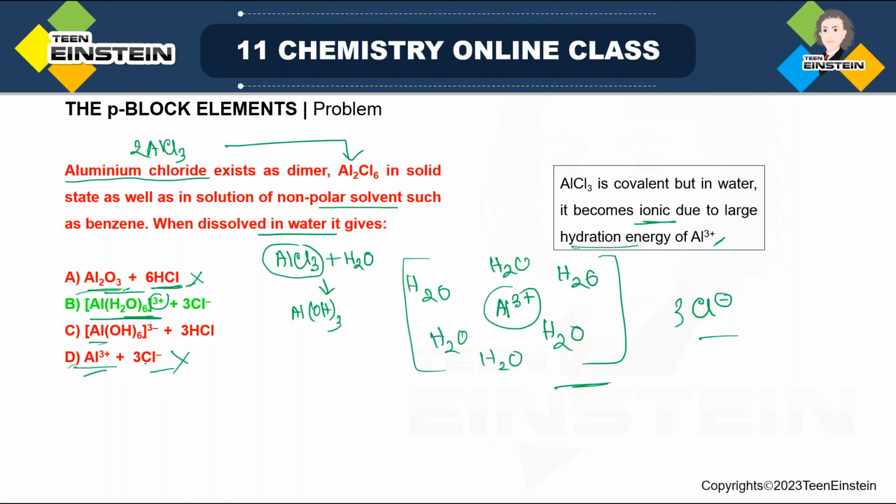And here it is [Al(OH)6]3 minus, as if 6 hydroxide are surrounding aluminium. But that is not the case. 6 water molecules are surrounding aluminium, and water molecules are neutral. So this 3 plus charge is still mentioned outside. So option B is the correct option. When it is in water, it will not remain as free Al3+ ion. It will form the ion [Al(H2O)6]3+ and chloride ion as it is.